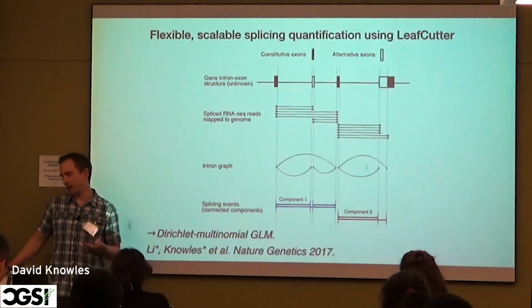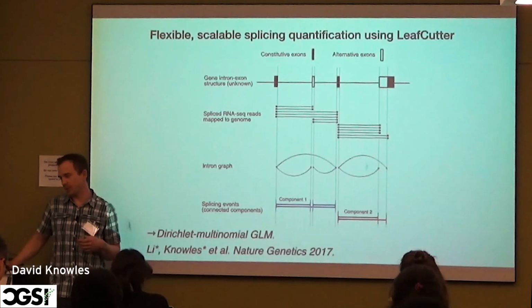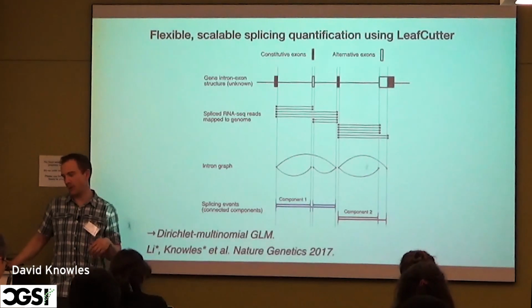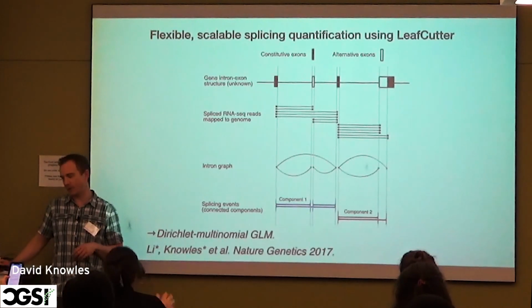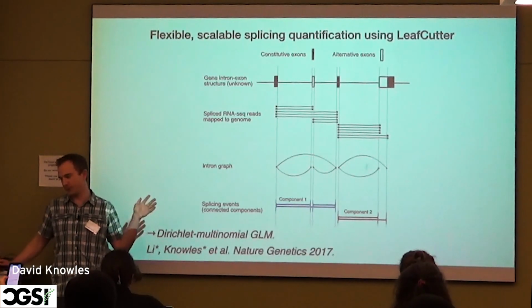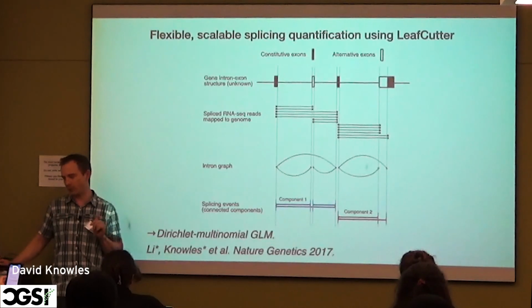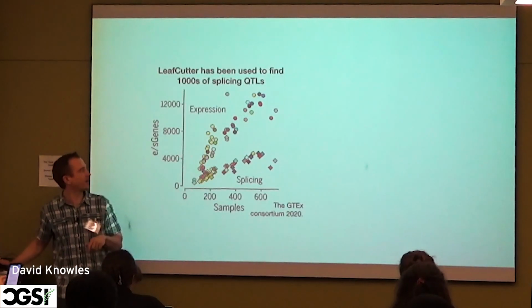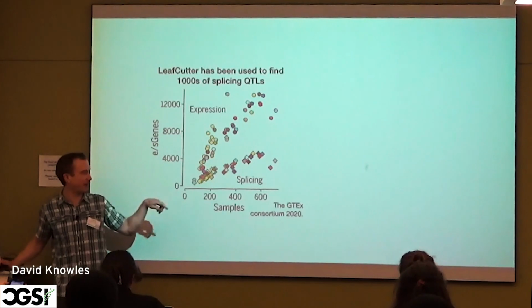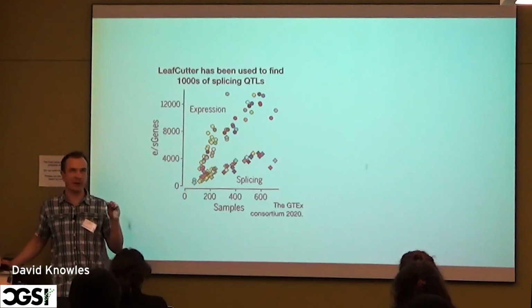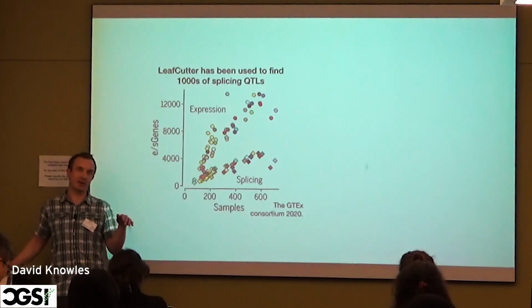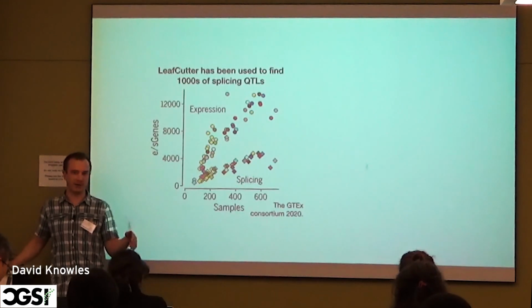Some of the work that I did during my postdoc was how to quantify RNA splicing from RNA sequencing data using this leafcutter method. I won't go through the details here because it's not very important for the point of this talk. But leafcutter has been used to find lots of splicing QTLs, for example, by GTEx. So these are statistical associations between genetic variation and RNA splicing.